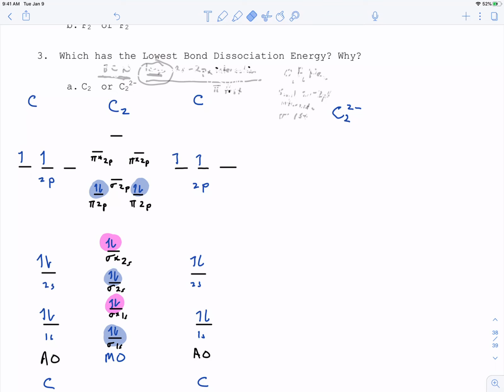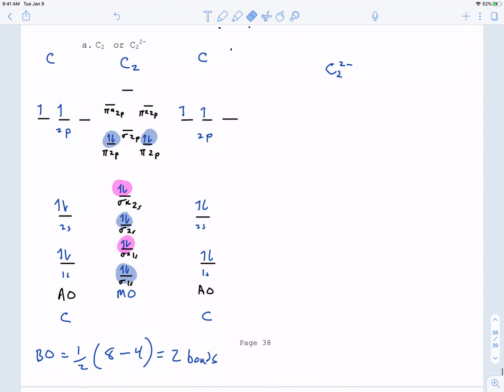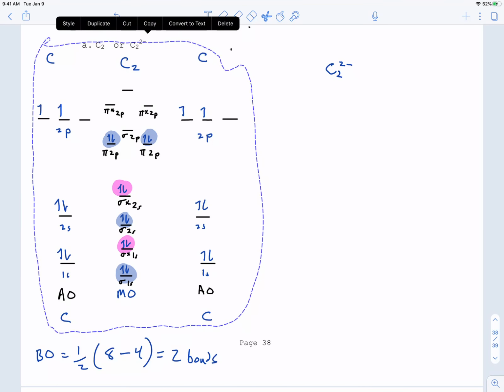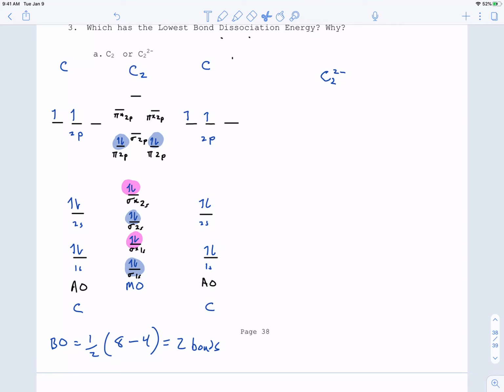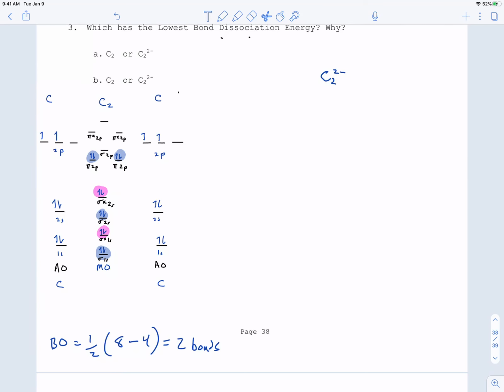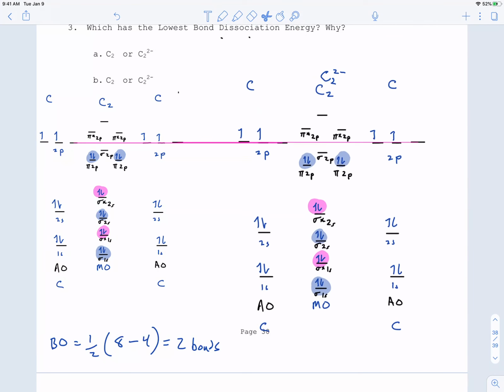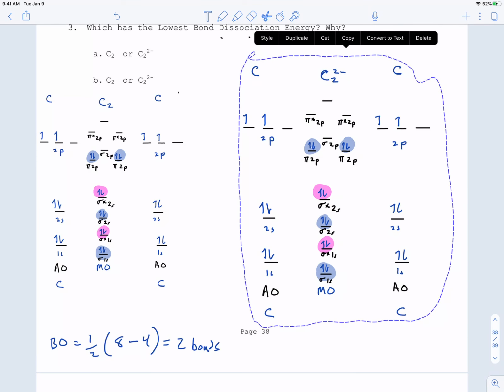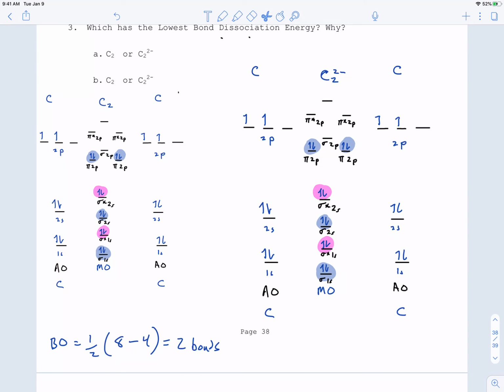All right, so now what I want to do is kind of clear things up here. And now we're going to look at this ion. So I'm going to go ahead and copy all of this since we've already done it, and then shrink this down so we have room for our other version. So it's going to be C2 2 minus. What does that mean? That means we're adding 2 electrons. I'm going to add those in red. So 2 minus means 2 extra electrons.